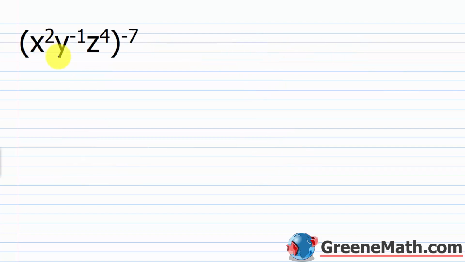So we have x squared, y to the power of negative 1, z to the 4th, inside of parentheses, and this is raised to the power of negative 7. So again, I'm going to use my power to power rule. So x squared is raised to the power of negative 7. X stays the same. 2 times negative 7 is negative 14. Y to the power of negative 1 is raised to the power of negative 7. Y stays the same. Negative 1 times negative 7 is 7. And then z to the 4th power is raised to the power of negative 7. Z stays the same. 4 times negative 7 is negative 28.